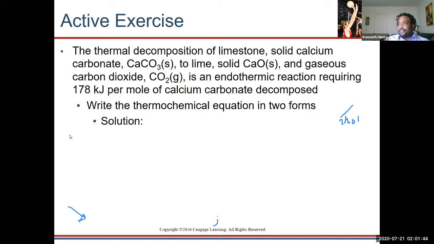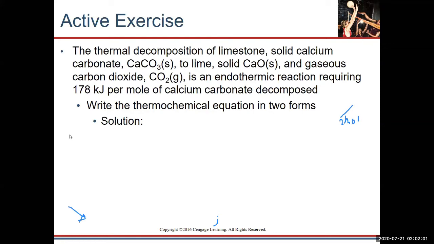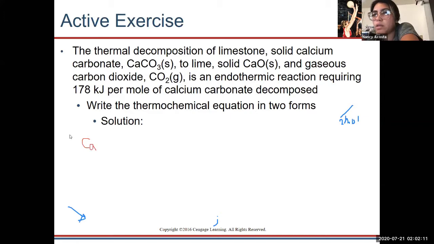Oh, okay. I'm sorry, limestone is solid calcium carbonate. Lime is solid calcium oxide. Oh, okay. Like actual lime? Like an actual lime? Not the fruit lime, but the mineral lime.